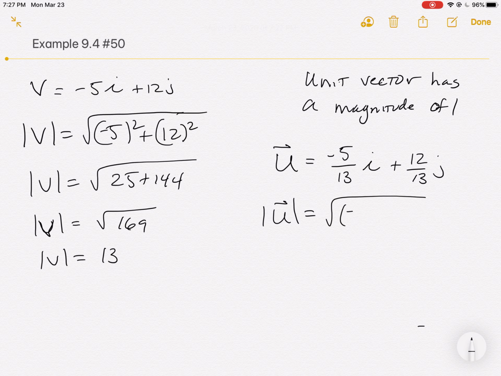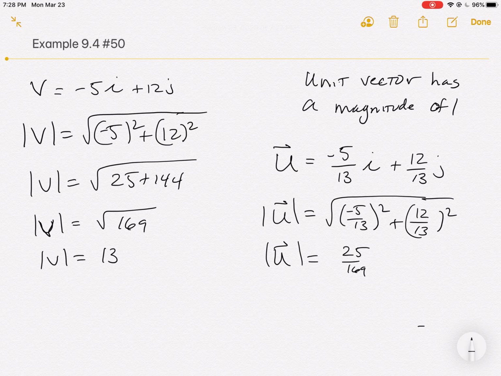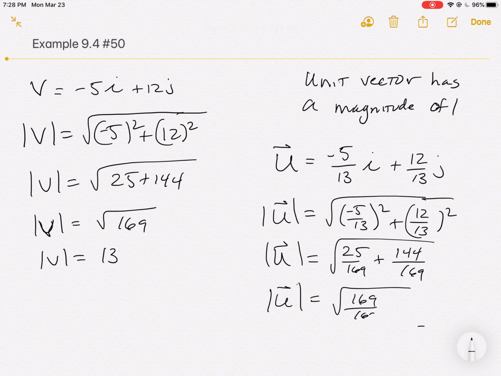Look what would happen here. We'd have negative 5 over 13 squared plus 12 over 13 squared. So we would have u being, the magnitude of it being the square root of 25 over 169 plus 144 over 169. Well, if we add those up, we get 169 over 169, which we know is 1. And so the magnitude is 1. So the answer is this answer back here.